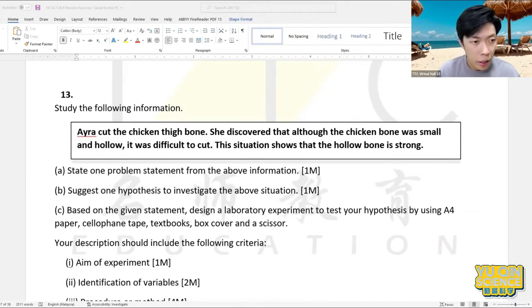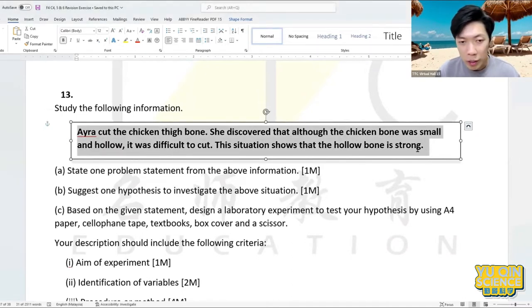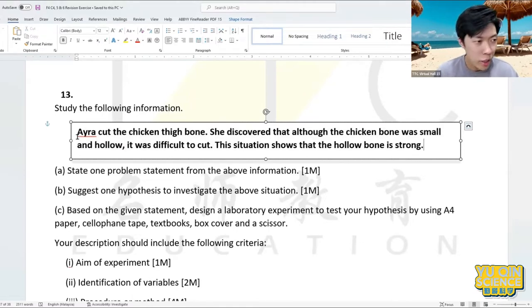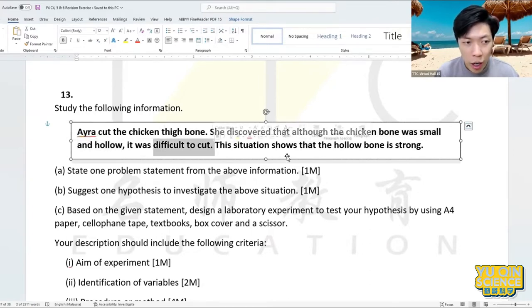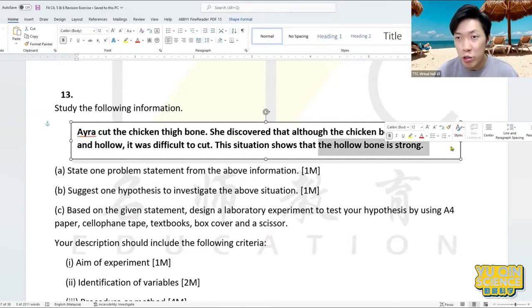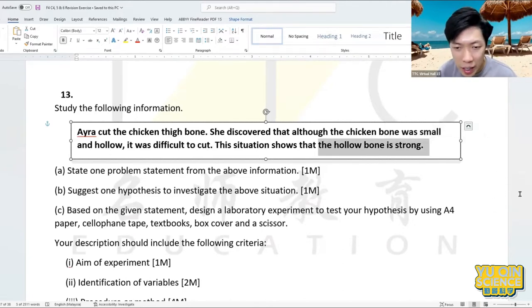Okay, so grab yourself your test pad, then I'm going to explain this. This is called a statement. A statement could come up with any kind of story. It's not fixed, it could be anything. For example, here it says, Ira cut chicken thigh bone. She discovered although chicken bone was small and hollow, it was difficult to cut. So hollow bone is actually quite strong and difficult to cut, even though bones are empty on the inside.